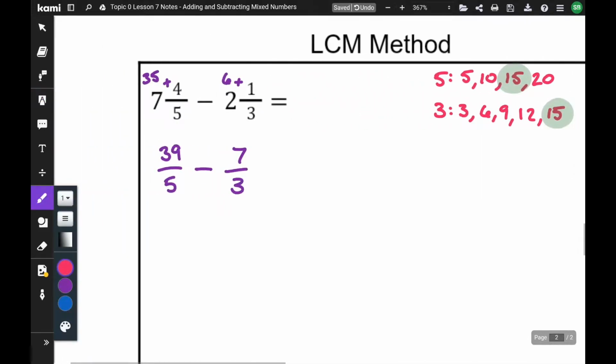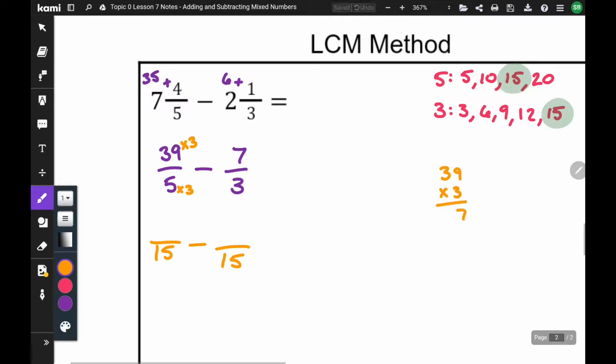All right, so my new denominator is going to be 15. Subtraction, and again, 15. Now I have to think about how did I get from 5 to 15? Well, I had to multiply by 3. Whatever I do to the denominator, I also do to the numerator, so also times 3. If you don't know what that is off the top of your head, again, go off to the side, show your work. 39 times 3.